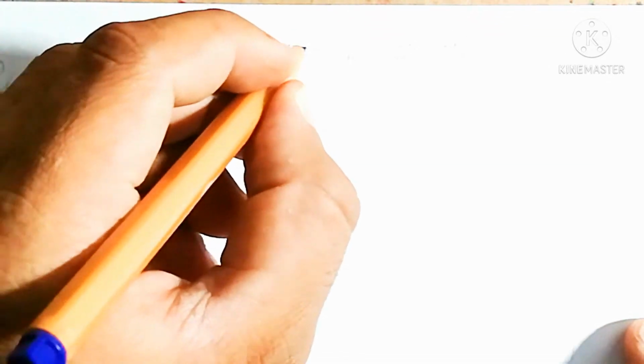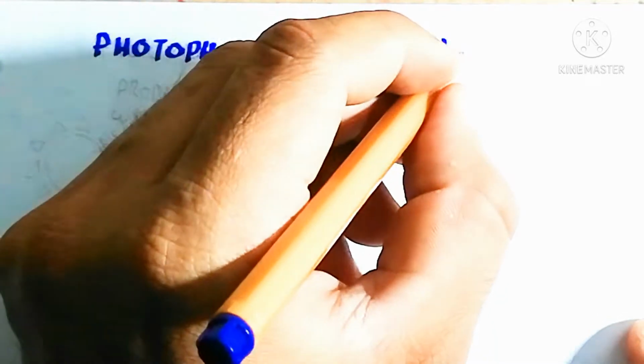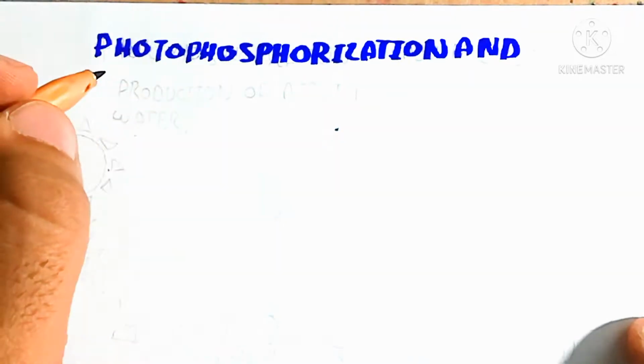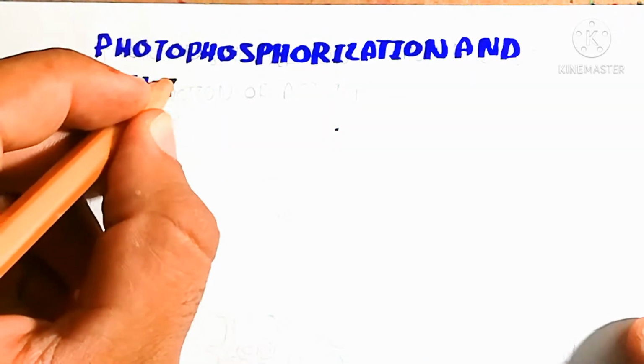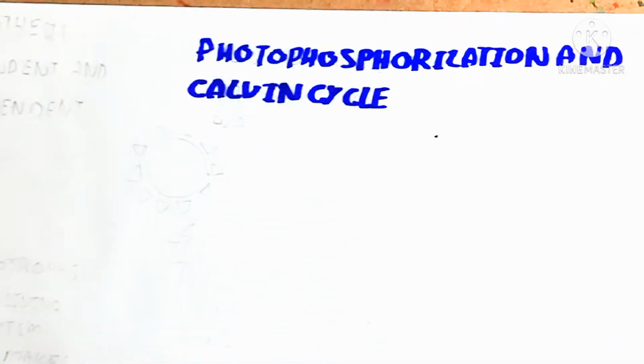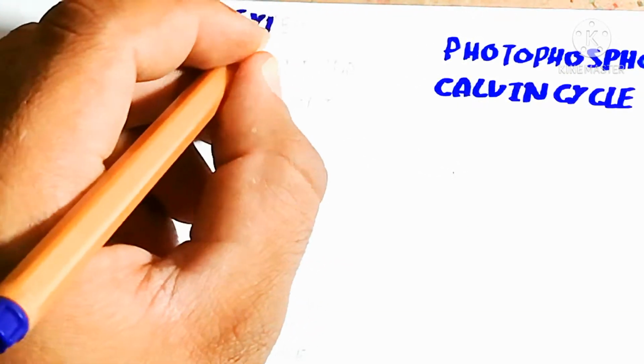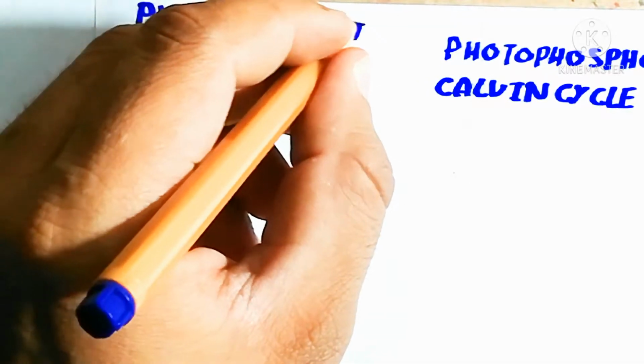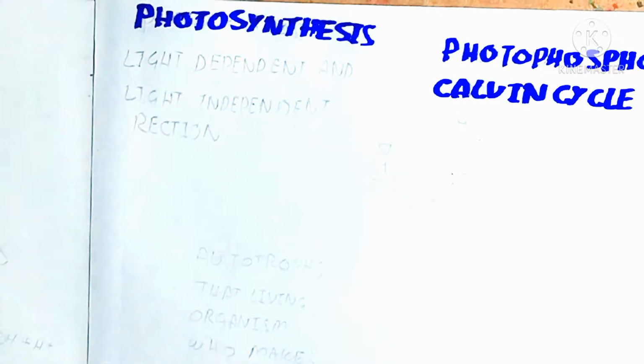So here we will discuss photophosphorylation and the Calvin cycle. All of this is related to photosynthesis. Photosynthesis means using light to produce sugar. The whole mechanism depends on photosynthesis in the presence of chlorophyll, carbon dioxide and water, which produce the sugar.